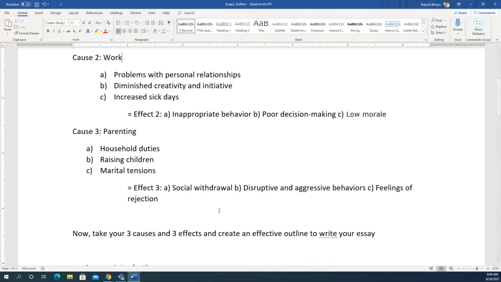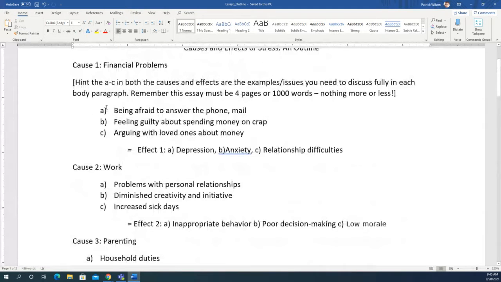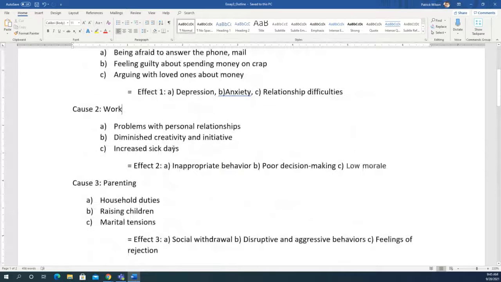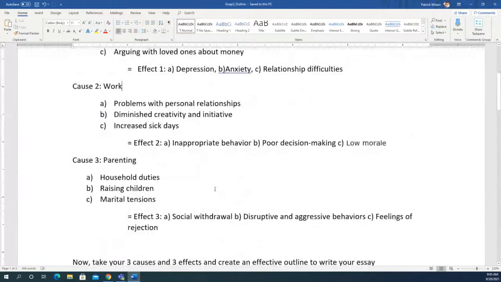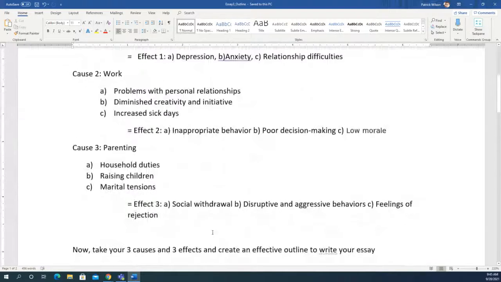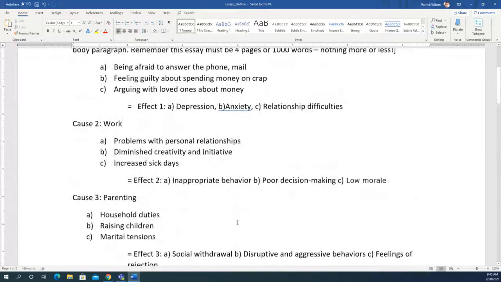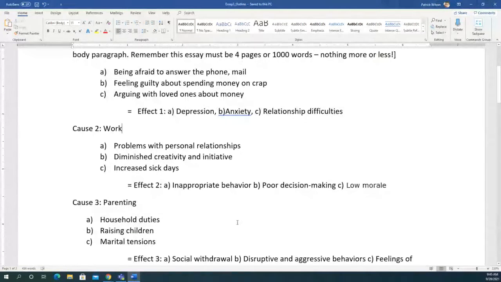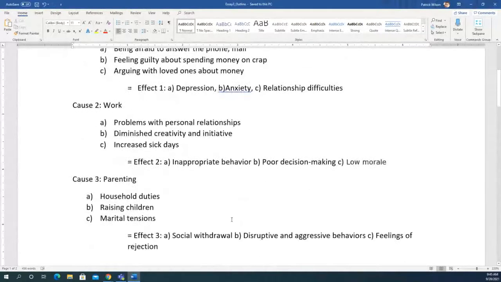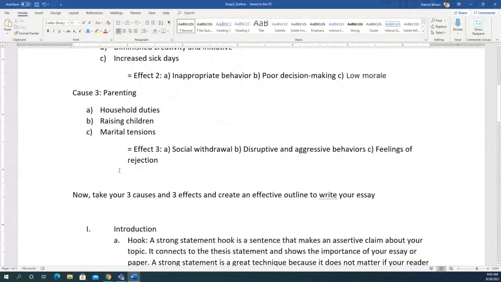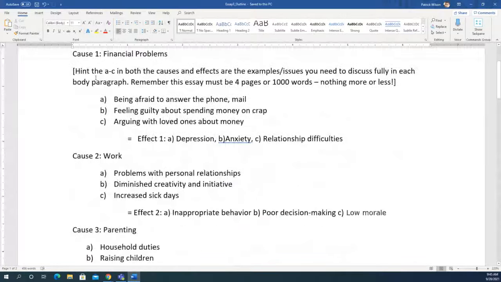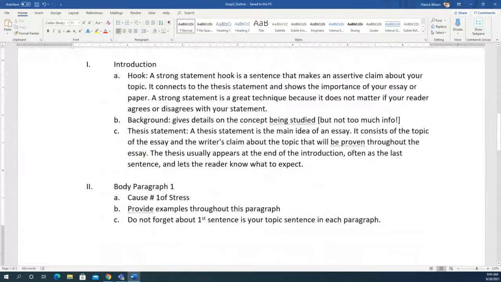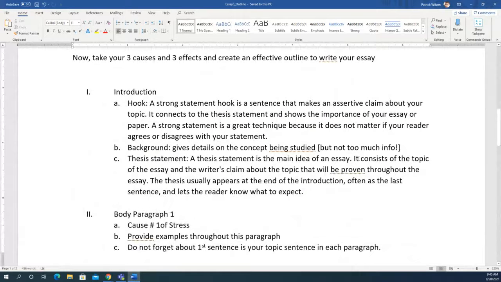So right there, and you can kind of keep going on if you feel like it, this is 6 body paragraphs. If you have an introduction, that's paragraph 7, and a conclusion, that's paragraph 8. If you think 8 paragraphs won't give you the 4 pages or 1,000 words, then just add another cause 4, effect 4, and so on and so forth. But I use this as an example because I'm going to take these and sort of flesh out my outline. So this is how my outline will look.